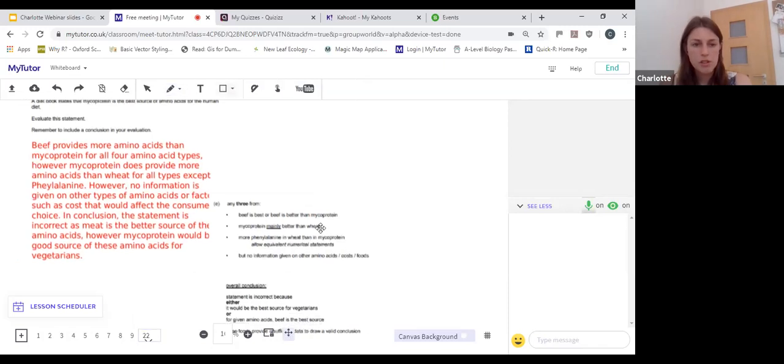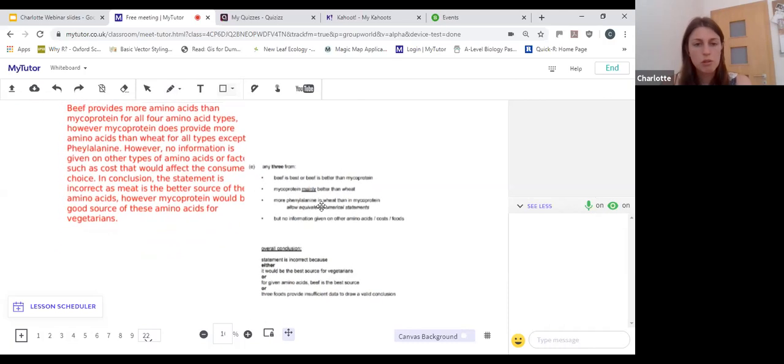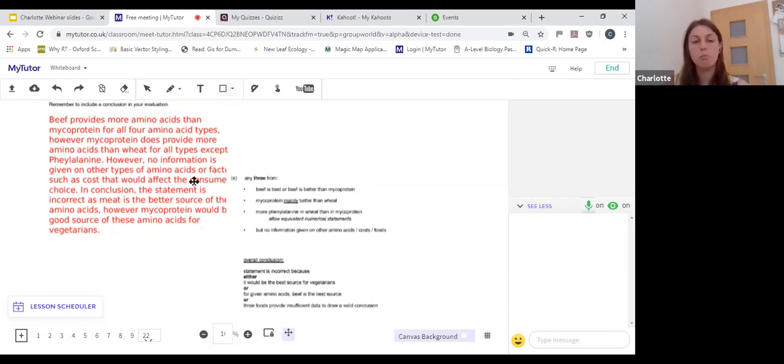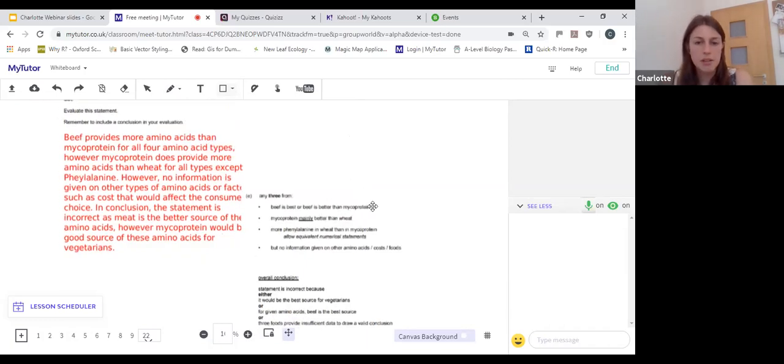So this is the question where I thought a mark scheme would be most handy. So 4 marks here. I have written a model answer here in the red. This is an answer that would get you the highest marks. I appreciate it's quite long. And then I've also got the mark scheme here. So any 3 from: beef is best or better than mycoprotein; mycoprotein is mainly better than wheat, and more wheat than in mycoprotein.